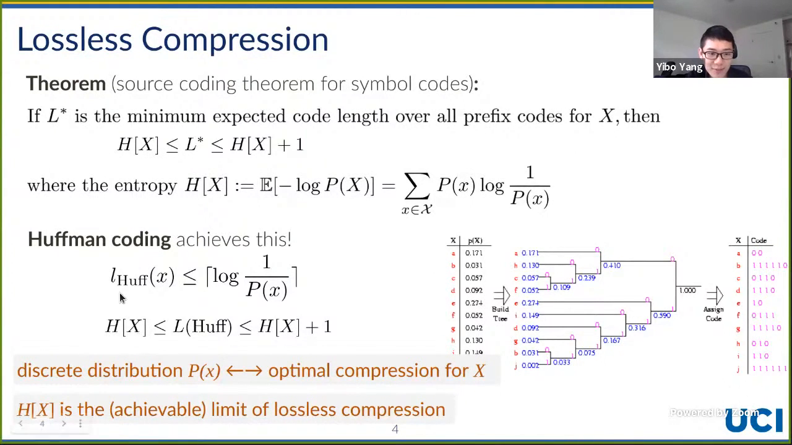So the main message here is that once we know some discrete distribution, P of X, then we don't have to worry about how to develop a compression algorithm. People have already worked out a way to optimally compress the observations from this distribution with algorithms such as Huffman coding. And again, this entropy is sort of the fundamental limit of lossless compression.